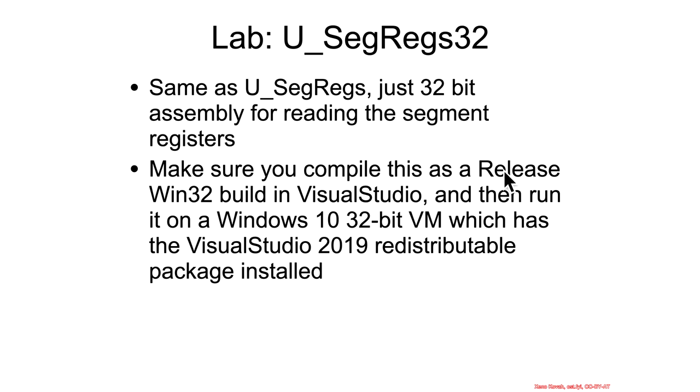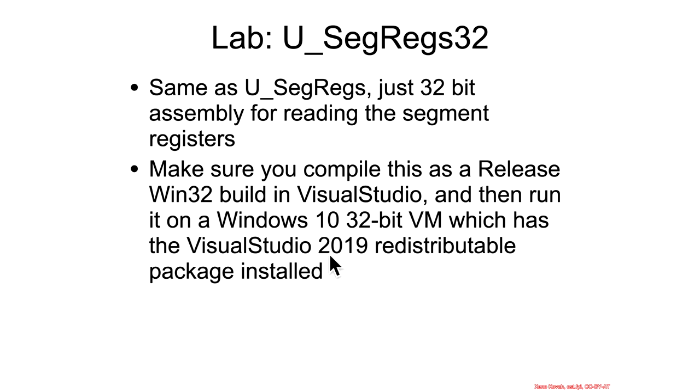I just need to make sure that you build it as release and Win32 or x86, depending on what Visual Studio says. And then you want to run it on a Windows 10 32-bit system with the Visual Studio 2019 redistributable package installed. So I'll put a link to that in the web page.